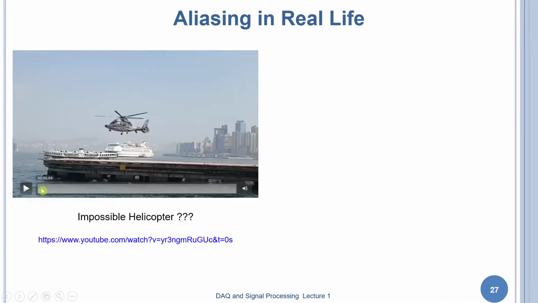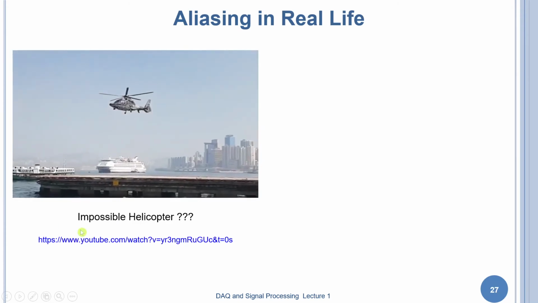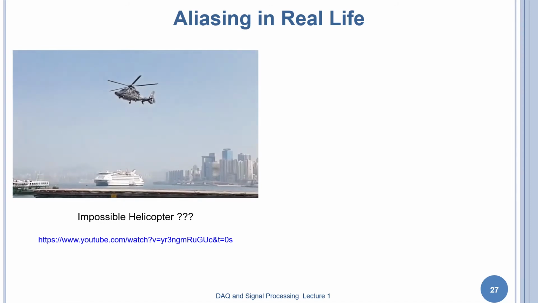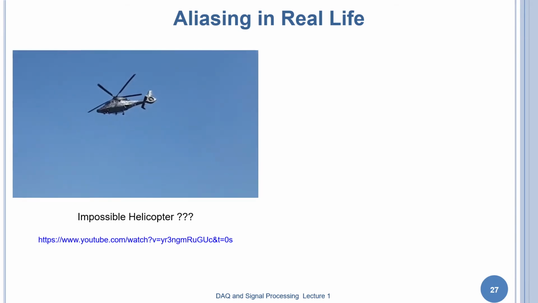So, aliasing in real life. Let's look at this video. Here you're seeing a helicopter rising up in the sky, and the blades are almost stationary. This looks impossible, but what is actually happening is that the camera used to capture this video has a frame rate, or frames per second, very close to the actual rotation of the blades.